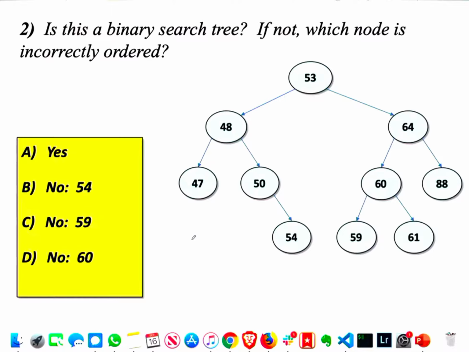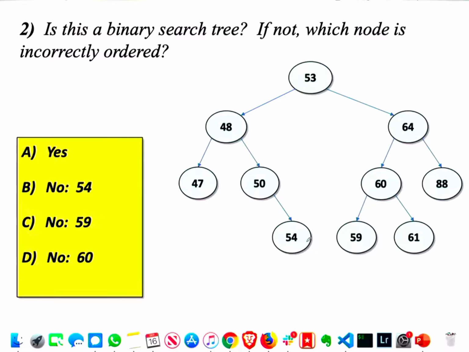So let's come back. Let's see, how many people think that this is a valid binary search tree? Awesome. How many people for B is the correct answer? All right, yeah. So in this case, it's not a valid binary search tree. The node 54 is out of place.